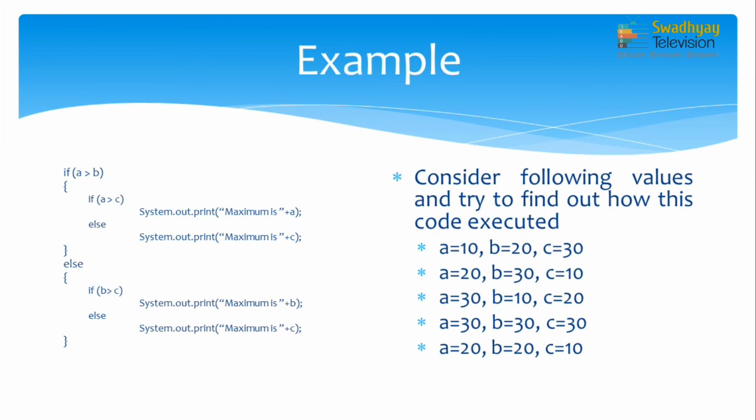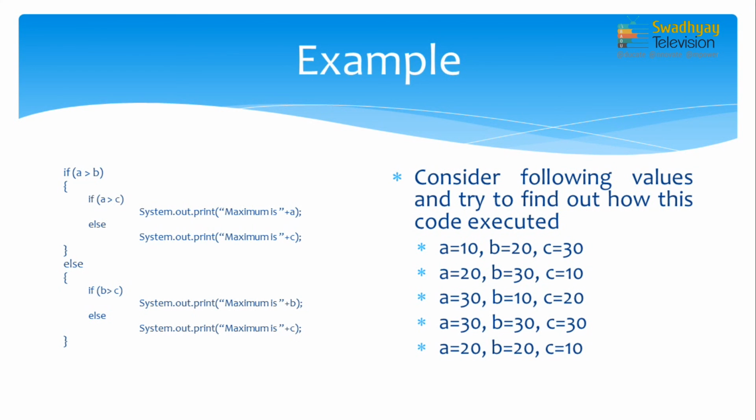Now, you can try to execute what will happen for various values of a, b and c, which are shown on screen. For example, a is 10, b is 20 and c is 30. Now, I will explain this value's execution, but for the remaining values you have to trace your code. For example, a is 10. So, the first if condition is false because 10 is not greater than 20. So, the else part is executed.